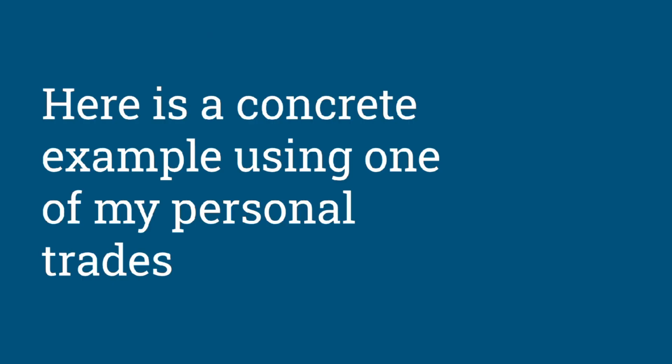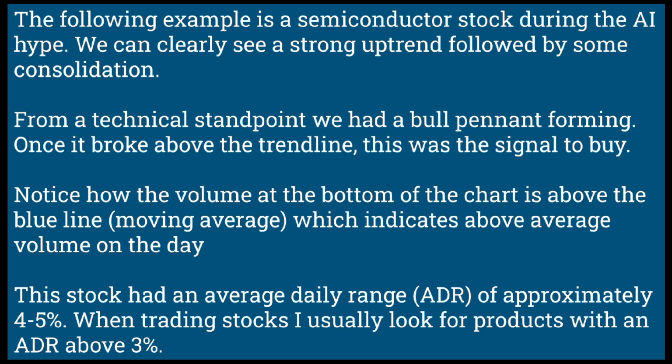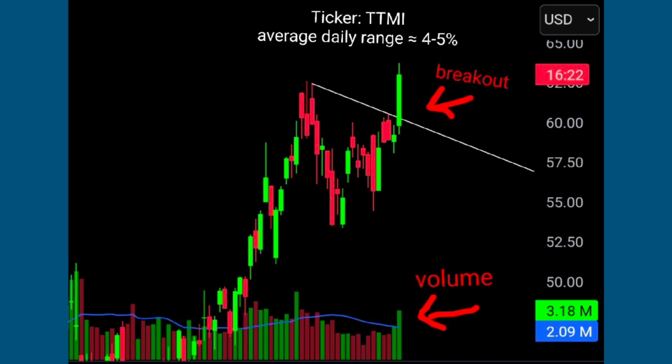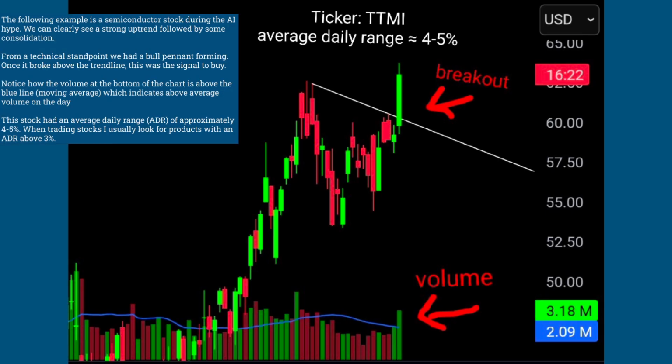Now, here's a concrete example using one of my personal trades, okay? I'm going to go over the details and then go back and forth with the chart to show you what it looks like. The following example is a semiconductor stock during the AI hype. There's a lot of hype around those stocks, so obviously that puts the wind at your back, it helps, right? You'll be able to see that there's a clear, strong uptrend followed by some consolidation.